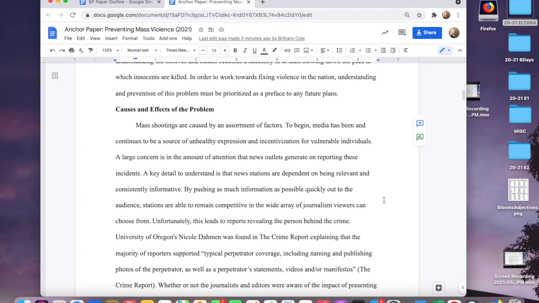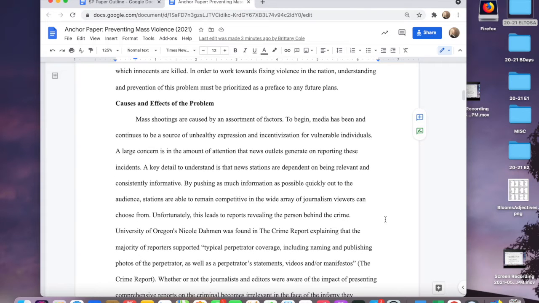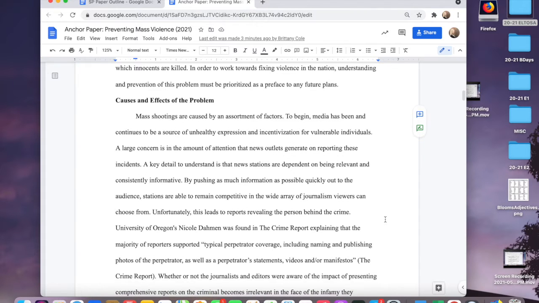A large concern is the amount of attention that news outlets generate on reporting these incidents. A key detail to understand is that news stations are dependent on being relevant and consistently informative. By pushing as much information as possible quickly out to the audience, stations are able to remain competitive in a wide array of journalism viewers can choose from. Unfortunately, this leads to reports revealing the person behind the crime.